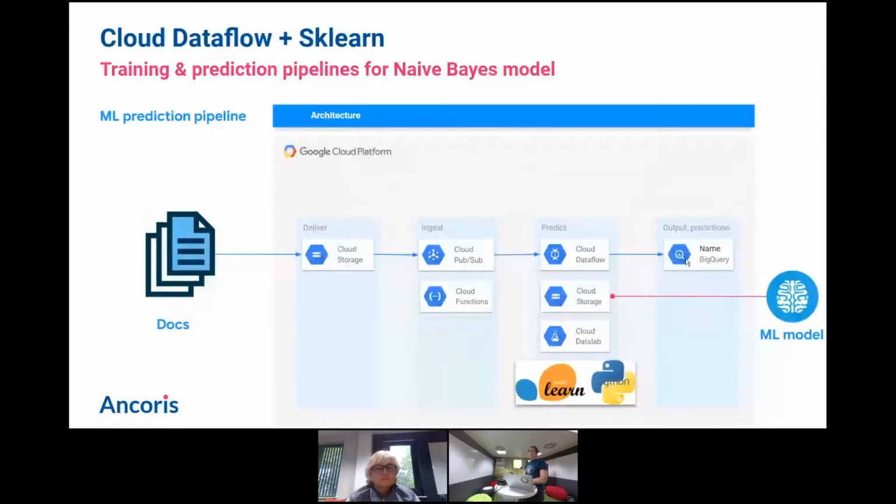And then the prediction pipeline. Once we had a document or a set of documents we wanted to classify, similarly, we drop those into a different cloud storage bucket that would trigger a cloud pub/sub topic, that would trigger a Dataflow pipeline, and this would use that ML model that we'd trained, and then it would spit out basically, is it a leaflet or not, into BigQuery.